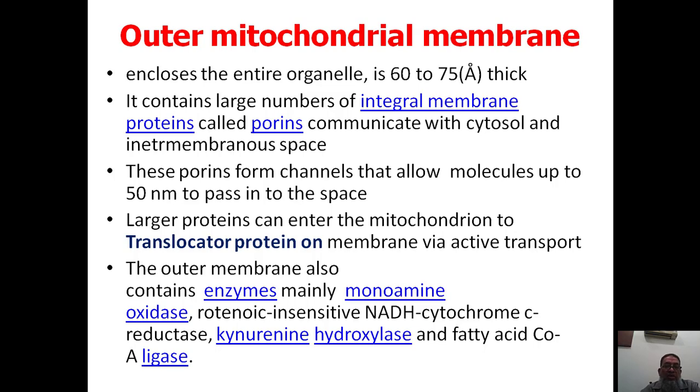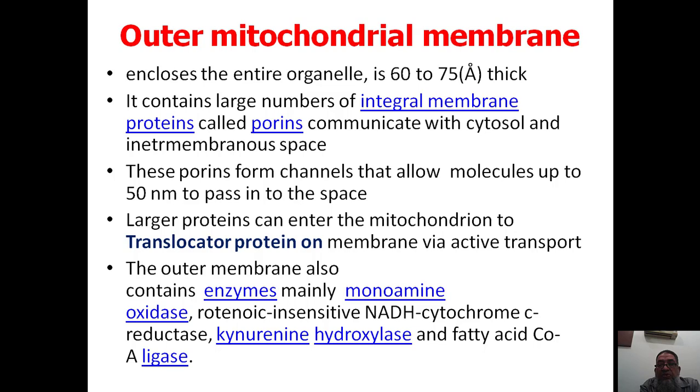The outer membrane also contains enzymes, mainly monoamine oxidase, retinoid insensitive NADH cytochrome C reductase, carnitine hydroxylase and fatty acid CoA ligase. So these enzymes are also located in the outer mitochondrial membrane because they are concerned with the Krebs citric acid cycle, which is needed to synthesize the ATP molecule within the mitochondria.